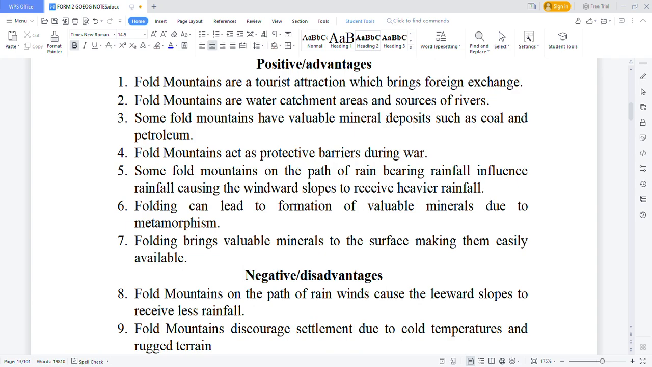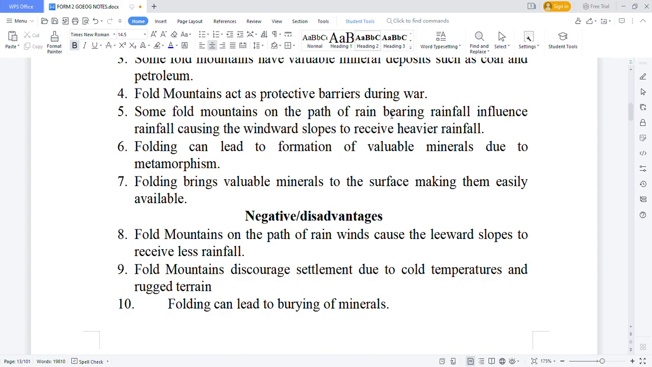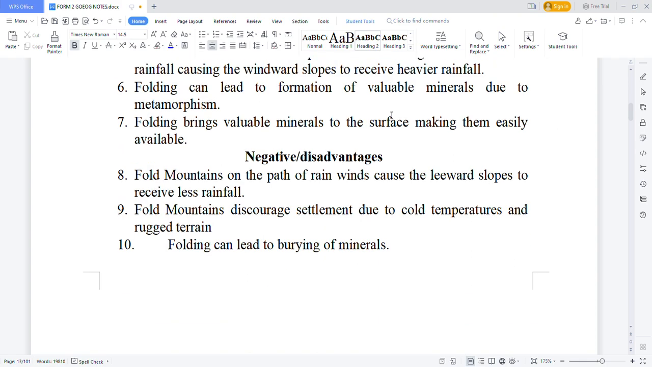Number 6, folding can lead to formation of valuable minerals due to metamorphism. 7, folding brings valuable minerals to the surface, making them easily available.